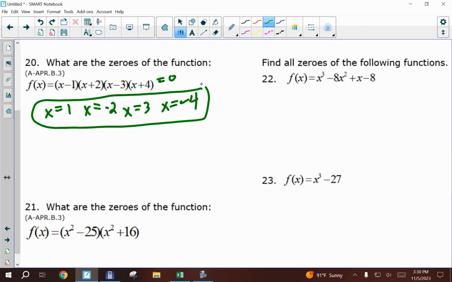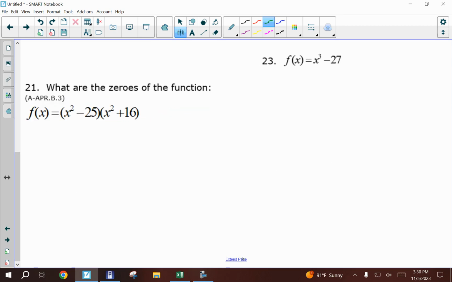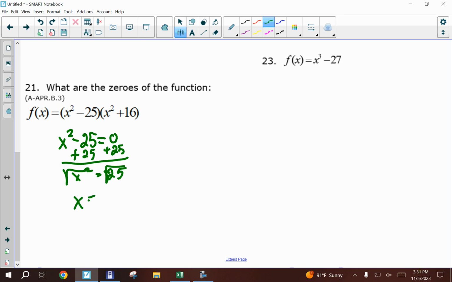Okay, number 21, it says, what are the zeros of this one? Now these ones still have exponents, so we're going to have to solve them just a little different. We're going to have to set each one equal to 0 because they're squares. If they were higher than squares, we would have to factor them down so that they're lower. So I'm going to solve this one by adding 25 to both sides. So this is x squared equals 25. And then I just square root it. And this is going to give me x equals plus or minus 5.